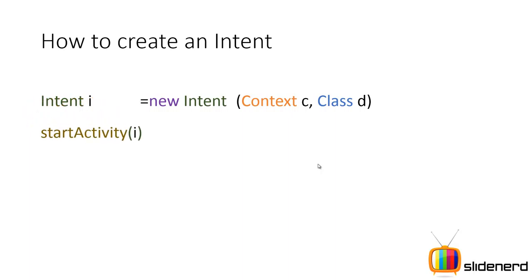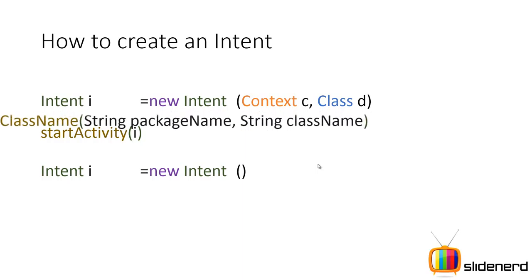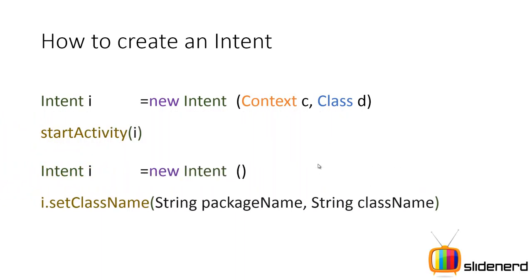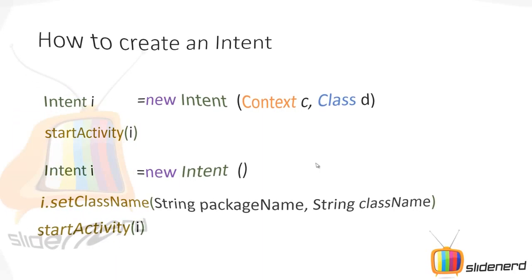Then if I say startActivity and I pass i inside, so I'm going to call that activity B, right? So let me actually show you the other way of doing that. I can also say Intent i = new Intent with empty brackets, alright, and then I can set the package name and the class name of that activity that I want to call. I can do that by saying i.setClassName(String packageName, String className). So here I will explicitly specify who I want to call, alright, and next I'll say startActivity(i). It's going to work the same way.